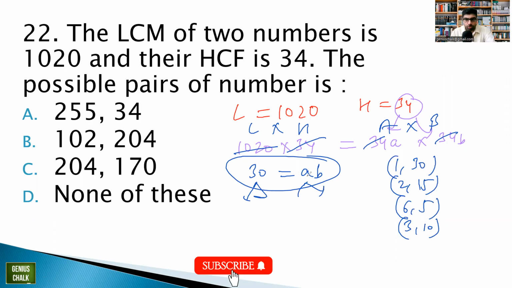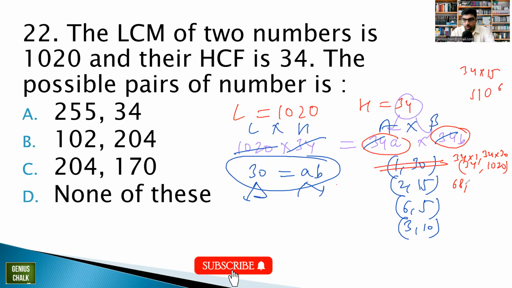Let's find. If you take 1 and 30, the first number is 30, because 34A and 34B are my numbers. So the numbers have to be multiples of 34. So 34 into 1 and 34 into 30. So 34 and some other, but 34 is not present, and this is 1020. So this is not present. I will not take this. 34 into 2 is 68, and 34 into 15. What is 34 into 15? 15 fours are 60, 45. So it is 510. This is also not present. I will not take this.